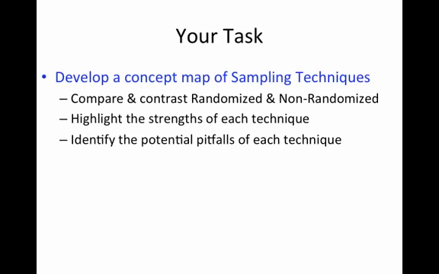So from here, your task is to develop a concept map of the sampling techniques, both the randomized and non-randomized. In your small groups, compare and contrast the randomized and non-randomized techniques. Through this, you should highlight the strengths of each technique, but also identify the pitfalls of each technique. And you're going to see as you begin this process that some of the strengths of each technique are very similar, and some of the pitfalls of the different techniques are also similar, so you should use that in your concept map.